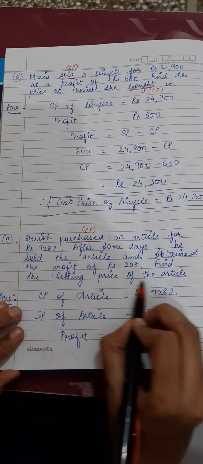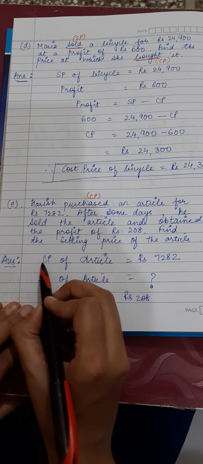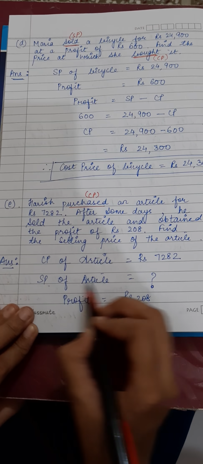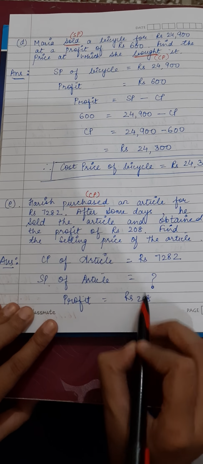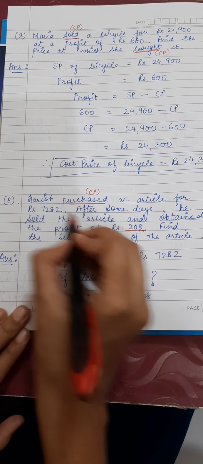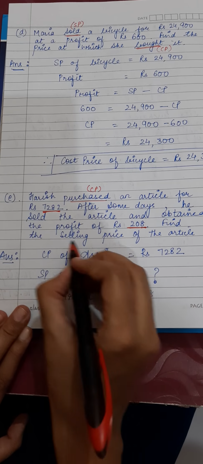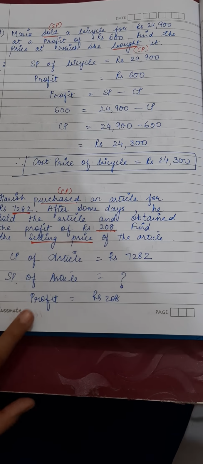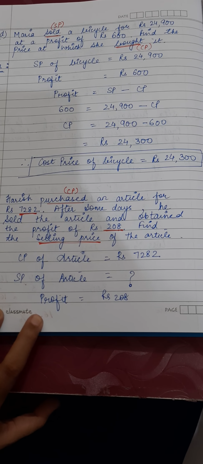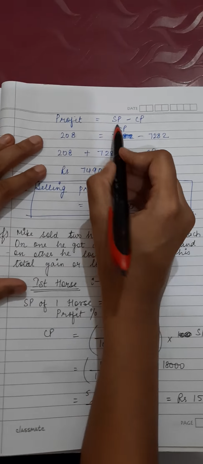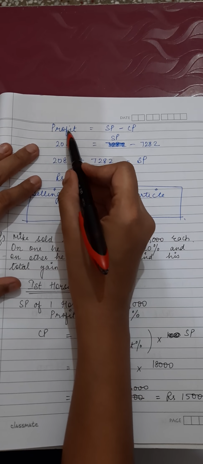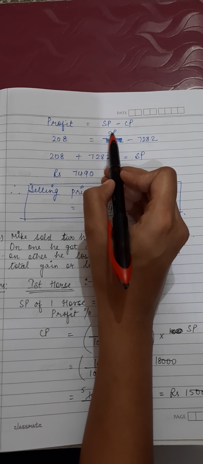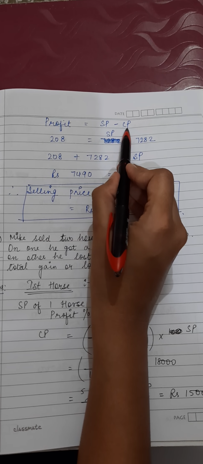Then you have to find the selling price of the article. Cost price of the article is 7,282. Selling price you have to find. Profit is already given, which is 208. Cost price is given. You have to find selling price. Okay. Now for this, profit is given. That means you are going to apply the formula of profit. Profit is what? SP minus CP. Just place the value. What is the profit? 208. SP, that means the selling price, which we have to find, minus CP. What is CP?